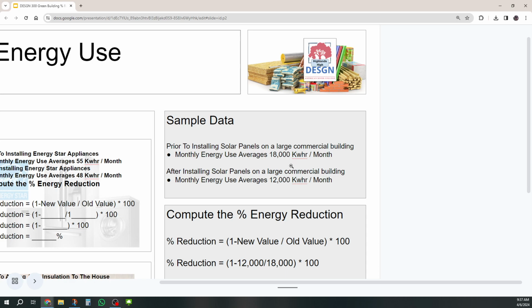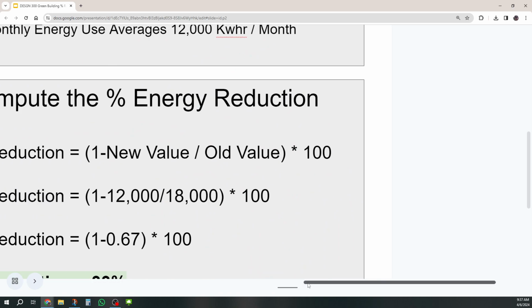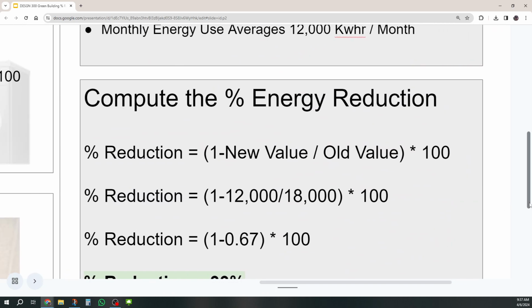Monthly energy use averages 18,000 kilowatt hours per month. That would be about $9,000 a month. Okay, and then after it went down to 12,000 kilowatt hours a month. So we want to compute that energy reduction. This is just straight plug values into a formula. And so here's the formula right here.